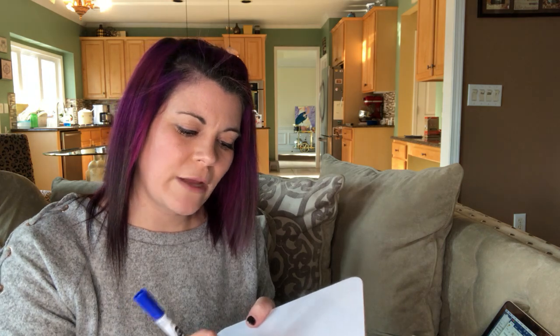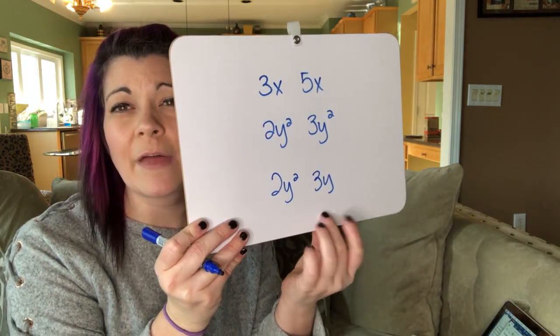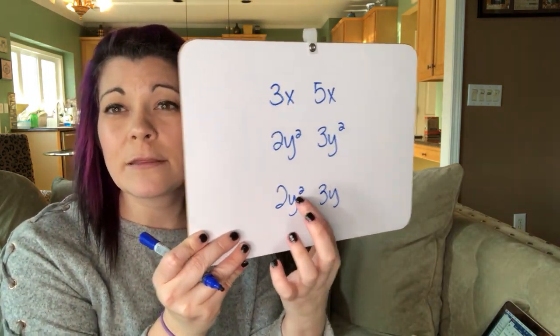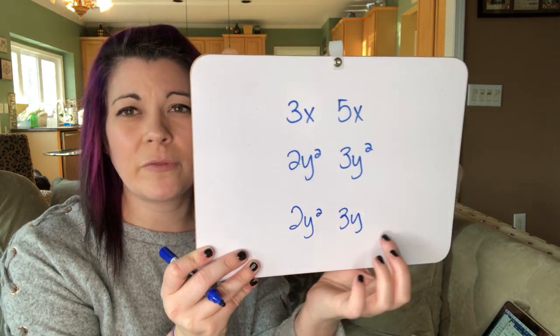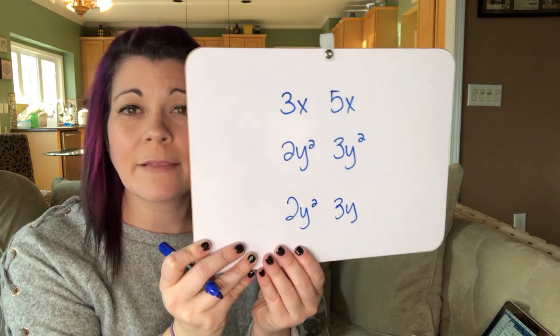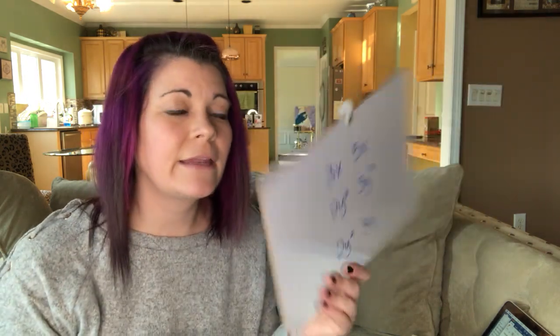Now, 2y squared and just 3y are not like terms. Although they both have a y, it has to be raised to the same power as well. So this has a power of 2, this has a power of 1. So these are not like terms. And it's going to come in handy because you can only combine with addition and subtraction. You can only combine like terms.